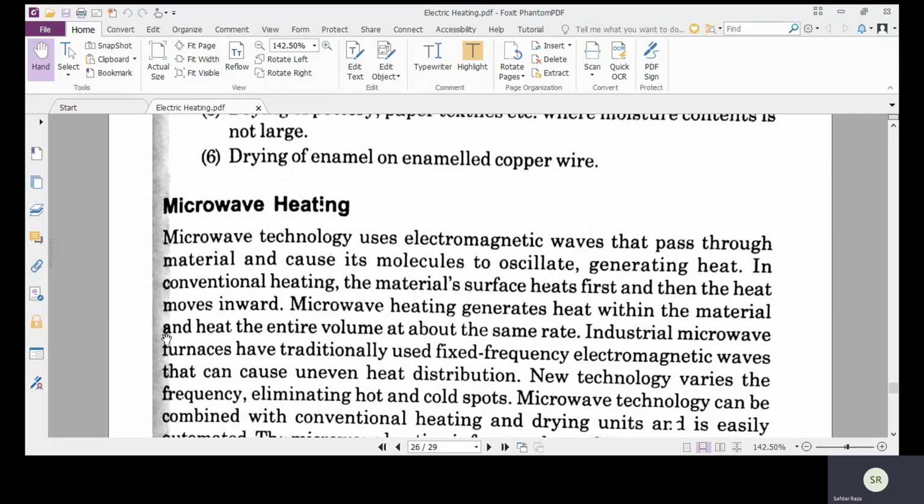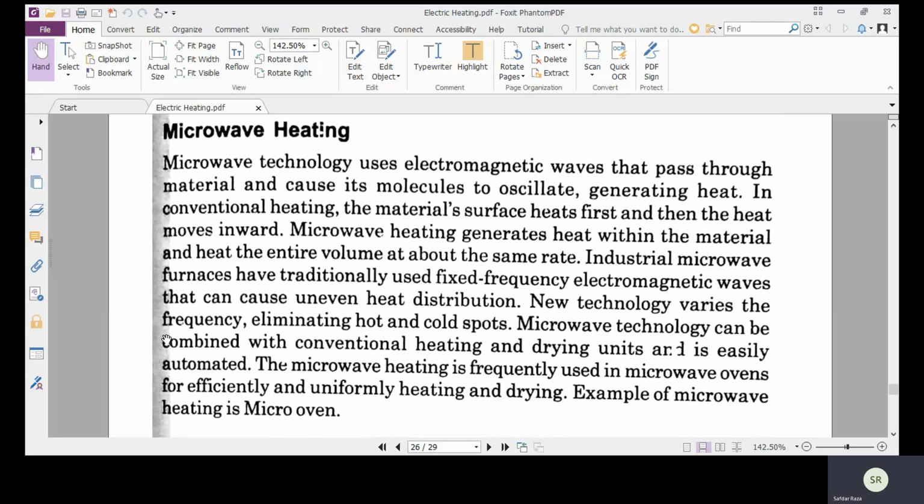After this, we will move towards the last method of heating, which is microwave heating. Microwave technology uses electromagnetic waves that pass through the material and cause its molecules to oscillate, generating heat. Microwave ovens are available in every home, and they work on the principle of microwave heating.